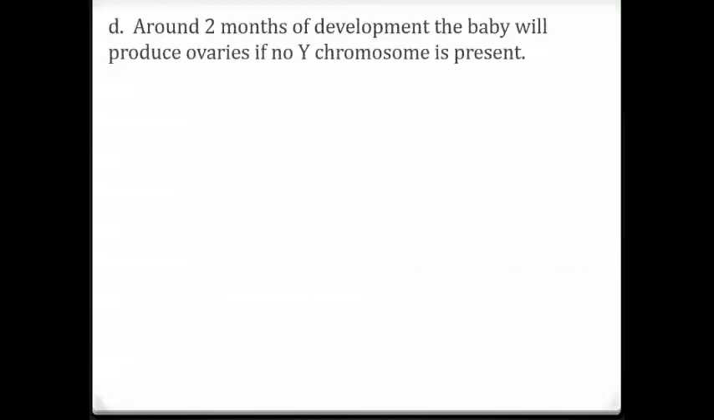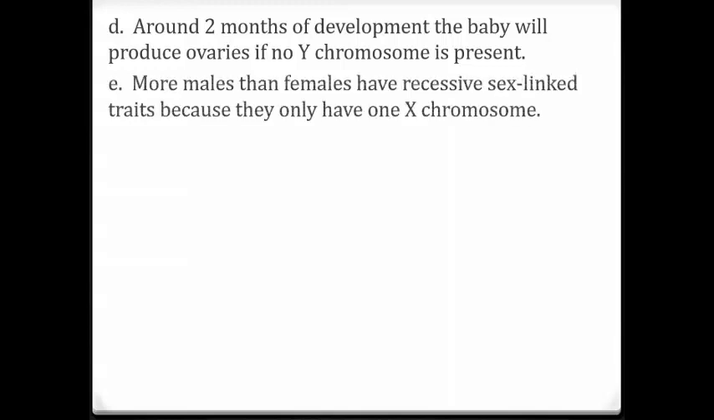Around 2 months of development, the baby is going to produce ovaries if there's no Y chromosome present. If there is a Y chromosome, then obviously they'll develop testes at that point. And there are more males than females who have recessive sex-linked traits.